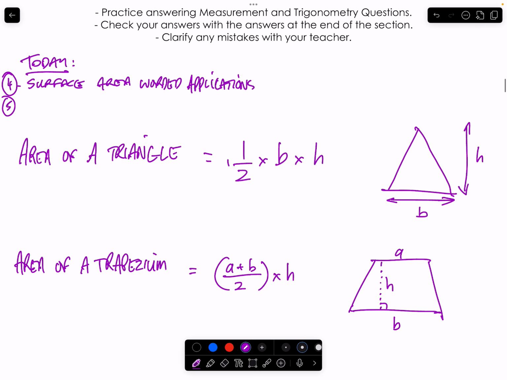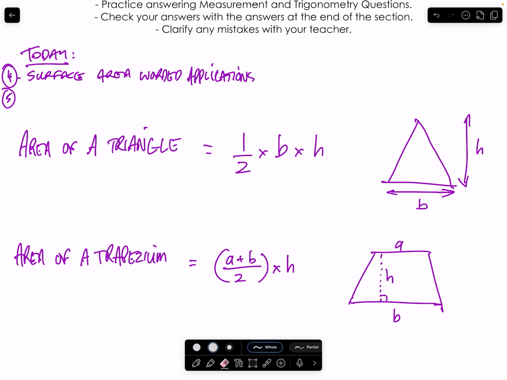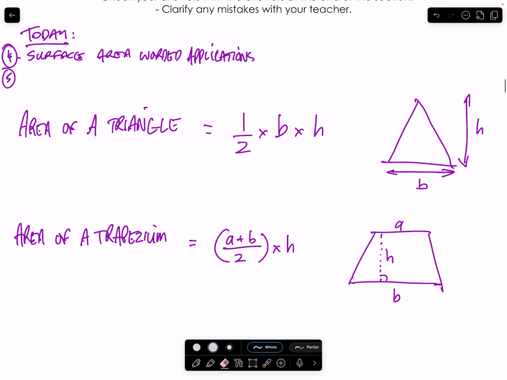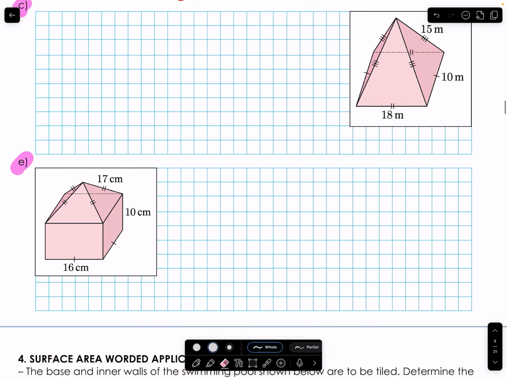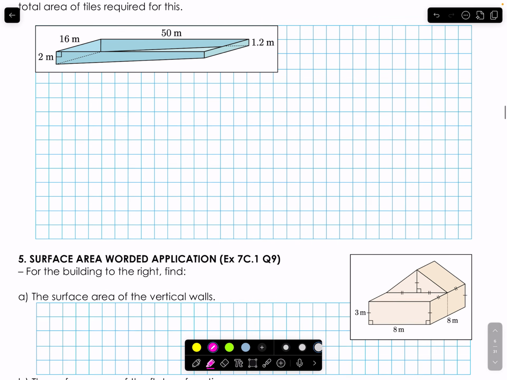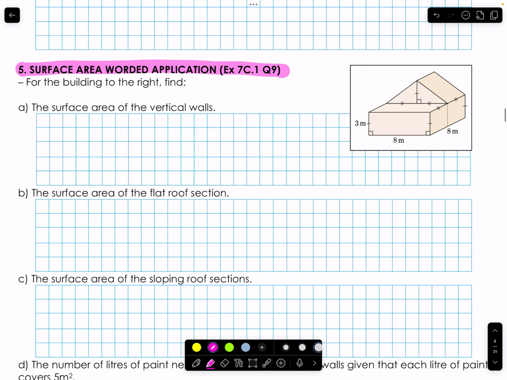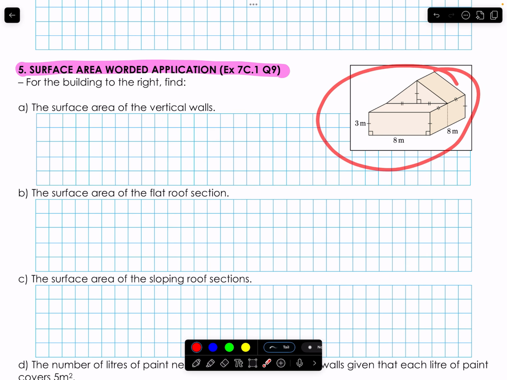Hey guys, just doing another quick help video for your portfolio of learning for measurement. So today you're working on questions 4 and 5 of surface area worded application. So let me highlight that. You're doing this and you are doing this one. You can do this one already because you have all the formulas needed for that.